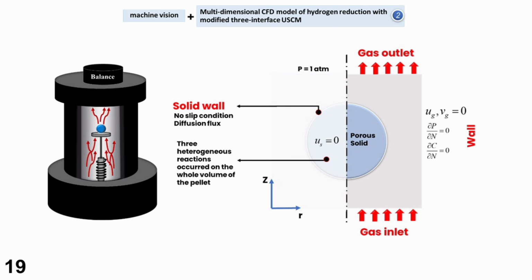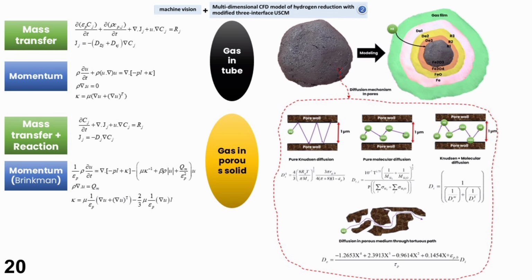We used 4 coupled partial differential equations to study the fluid inside the TJ tube and pellet. The model considers 4 diffusion mechanisms: Knudsen diffusion, molecular diffusion, and a series resistance combination of Knudsen and molecular diffusion, as well as effective diffusion, which considers porosity and tortuosity.